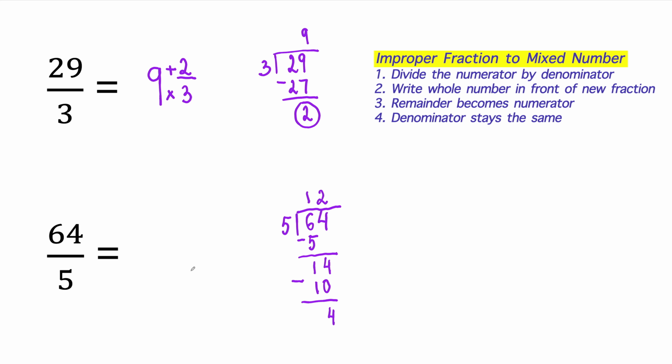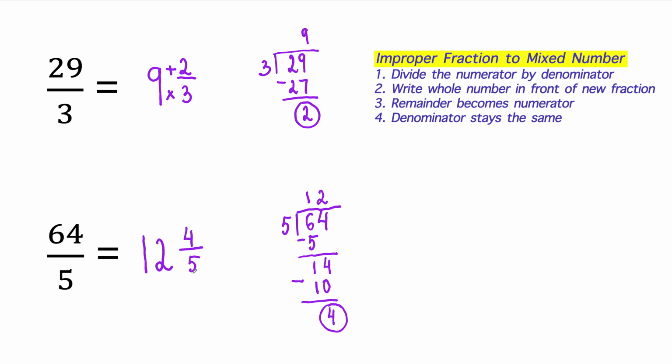Now we can write the mixed number. Start with 12. 12 will be the whole number. Write it in the front. The remainder 4 will be the numerator. Write it on top. And the denominator will stay the same, 5. So 64 over 5 is equal to 12 and 4/5.